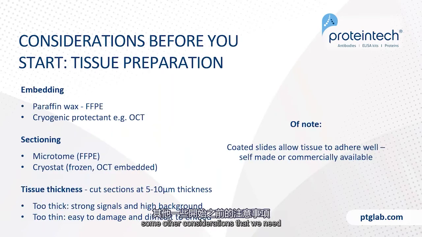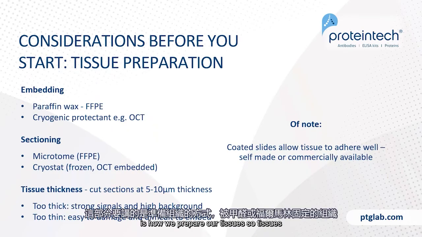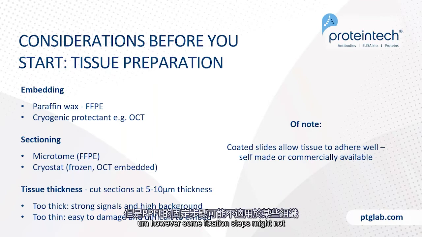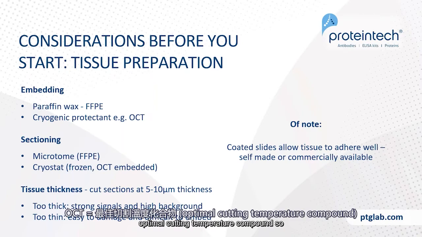Some other considerations that we need to take into account before starting is how we prepare our tissues. Tissues fixed by formaldehyde or formalin are typically embedded in paraffin before sectioning, and these are typically referred to as FFPE sections, which means formalin-fixed and paraffin-embedded. So when we have our FFPE sections, once they are firmly embedded within the paraffin, we then go on to cut these on the microtome. However, some fixation steps might not be appropriate for certain tissues, so instead we can cut these straight from frozen. In order to do this, we will embed our tissues in a cryogenic protection such as OCT, which stands for optimal cutting temperature compound.